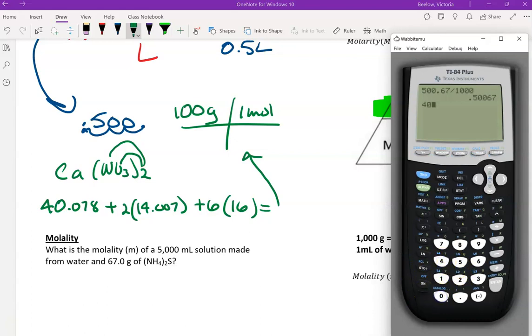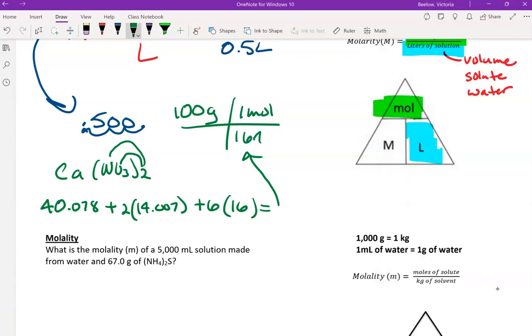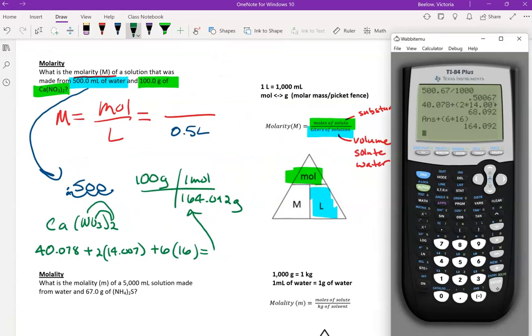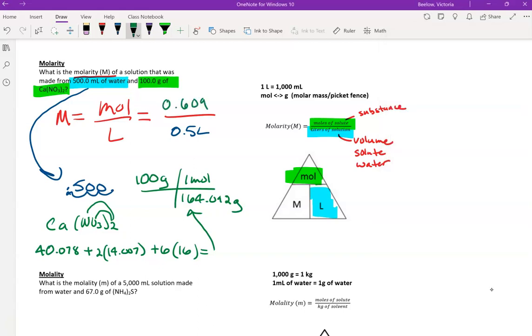So I have 40.078 plus we have 2 times 14.007. And then plus 6 times 16. Just remember order of operations, 164.092 grams. So I'm going to go ahead and do 100 divided by that number to get my number of moles, 0.609414.